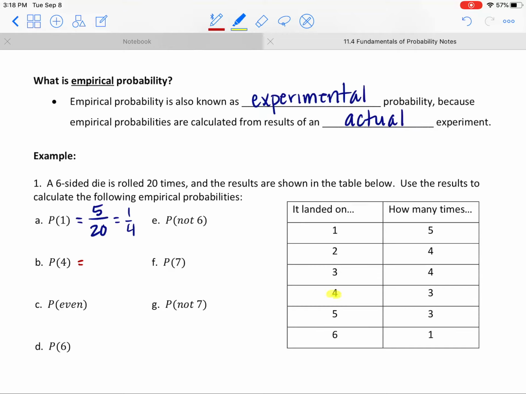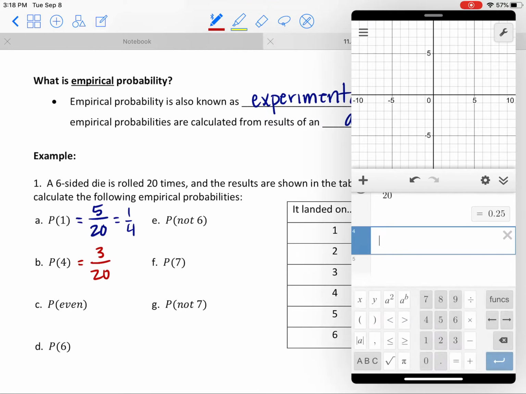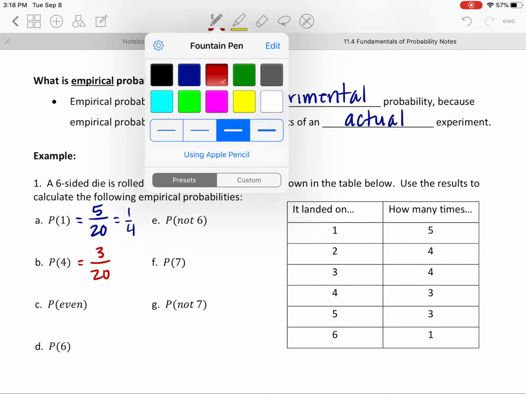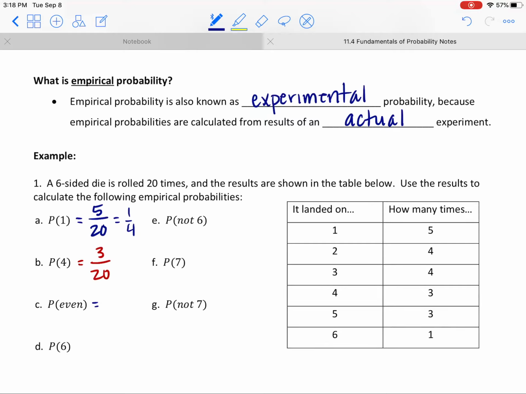Well, in this experiment, a 4 happened 3 times out of the 20. So 3 out of 20 times we landed on a 4, and 3 out of 20 doesn't reduce. But let me just show you. 3 out of 20 doesn't reduce, but we could make that a decimal of 0.15 if we wanted to, or 15%. Okay? How about the probability that we land on an even number?